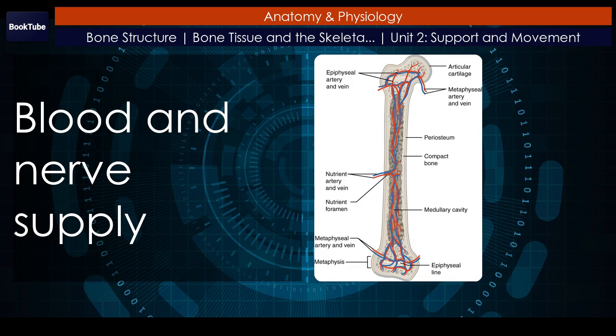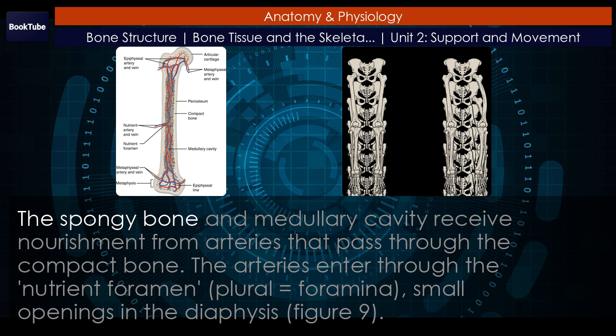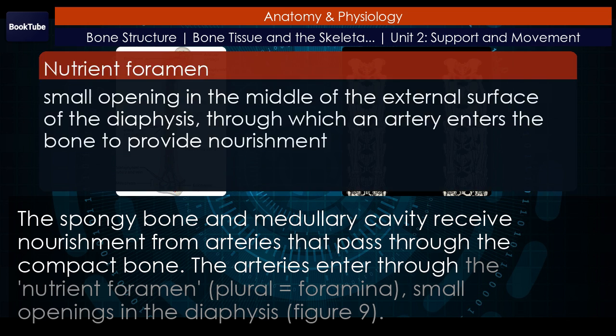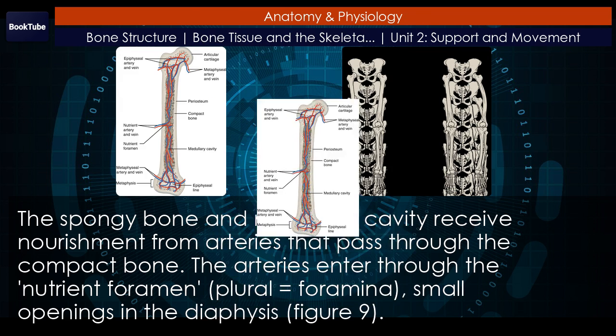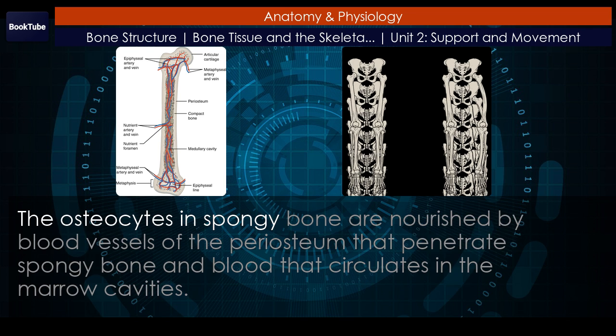Blood and nerve supply. The spongy bone and medullary cavity receive nourishment from arteries that pass through the compact bone. The arteries enter through the nutrient foramen, plural equals foramina, small openings in the diaphysis. Figure 9. The osteocytes in spongy bone are nourished by blood vessels of the periosteum that penetrate spongy bone and blood that circulates in the marrow cavities.